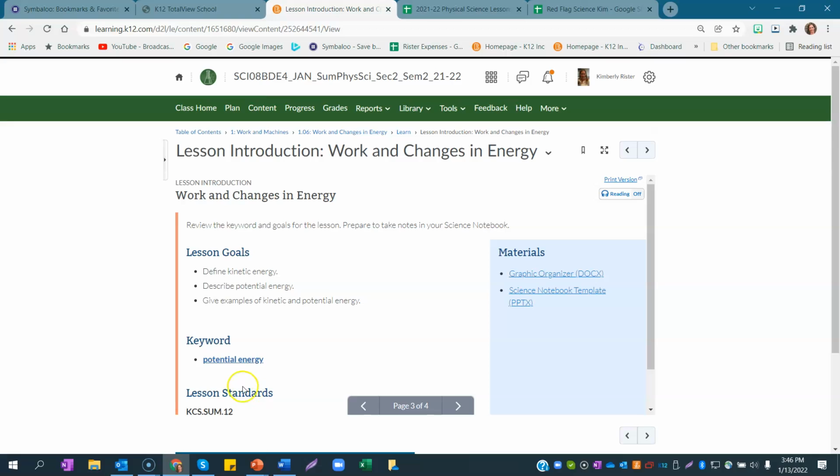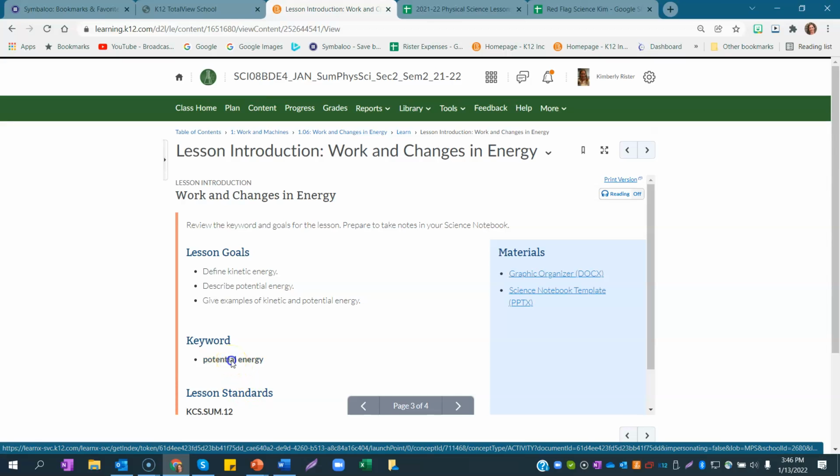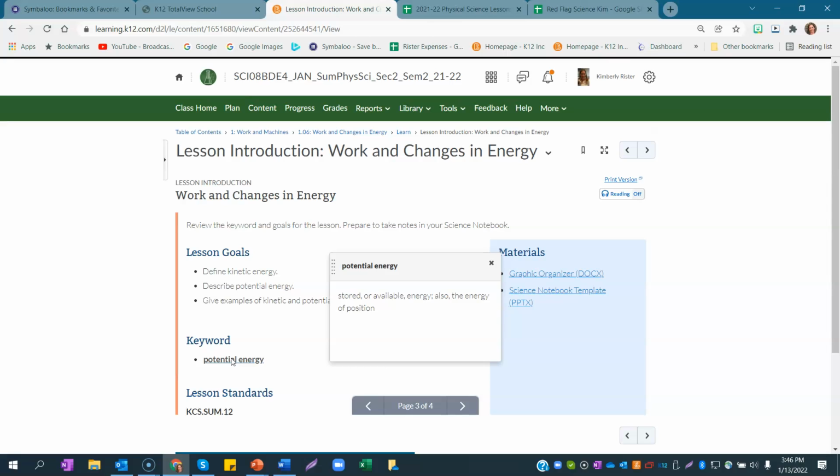All right, you have one keyword as of now to define, so go ahead and put that in your notes. Potential energy. We know that that is stored or available energy. It's also the energy of position.